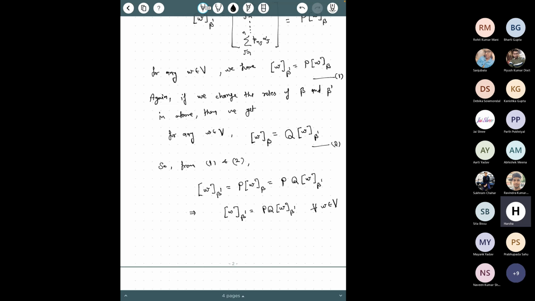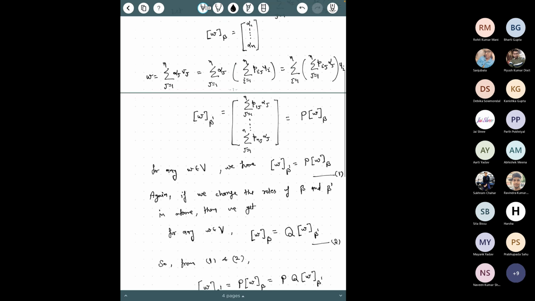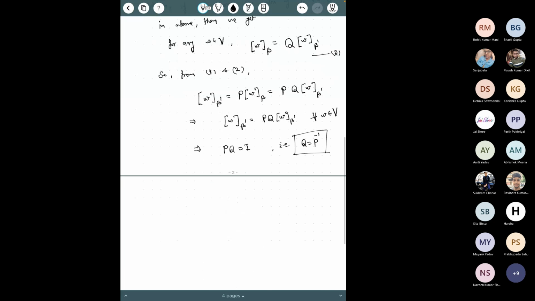PQ equals identity. Because this is true for all vectors W, we can say from here that PQ is equal to identity, that is, Q is the inverse of P. So this is the first observation we made. Now let us make another observation, Observation 2.